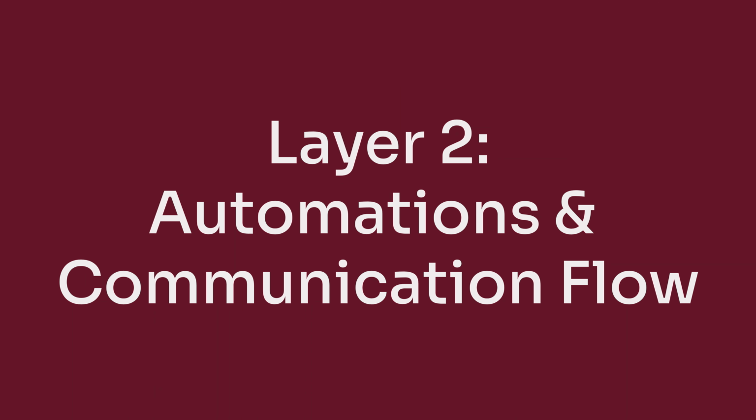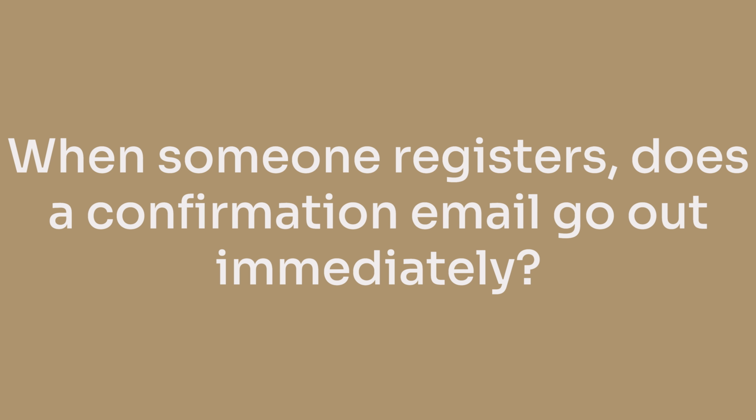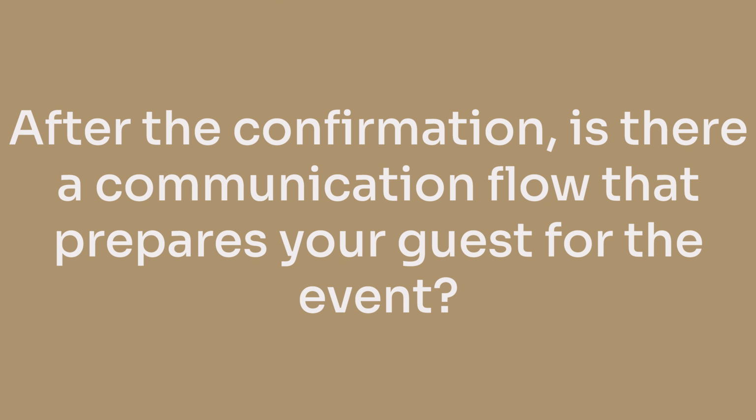Layer 2 is automations and communication flow. This is where I see the biggest gap because a lot of the time this layer is only partially built out. You've got a confirmation email, but what happens after that? So here's what to check. When someone registers, does that confirmation email get sent to them immediately? Is it automatic? Is it going out without you or anyone on your team having to do anything? And after the confirmation email has gone out, is there a communication flow that's keeping your guests informed and excited and providing them with all the details they need about the event?